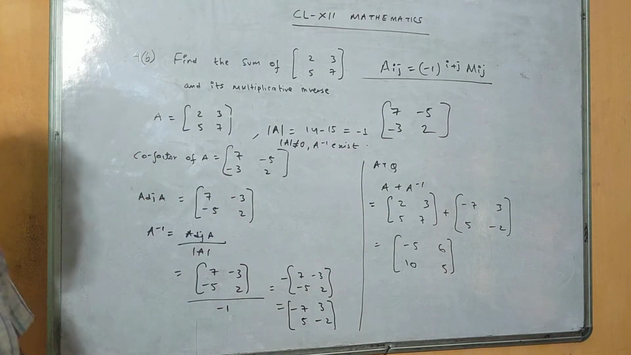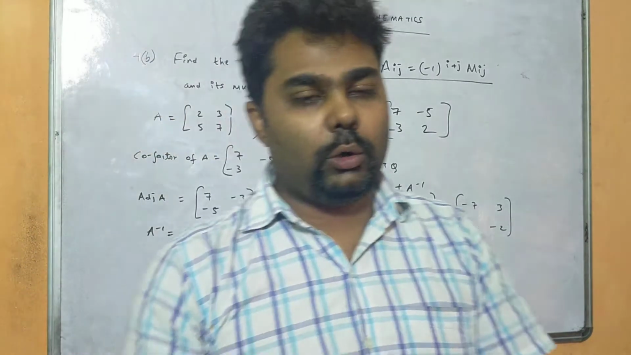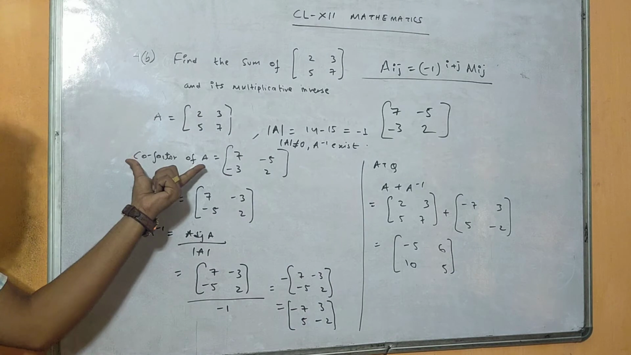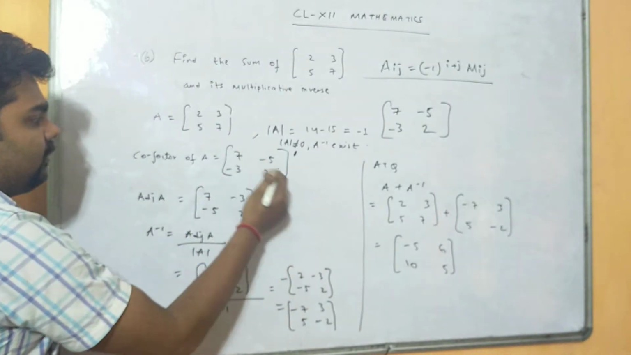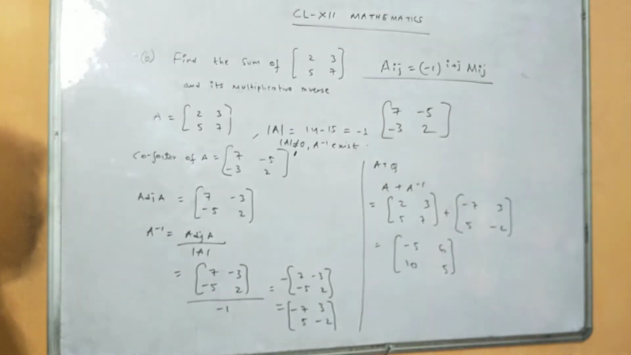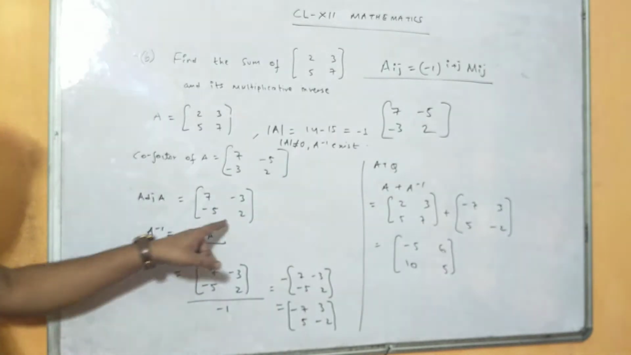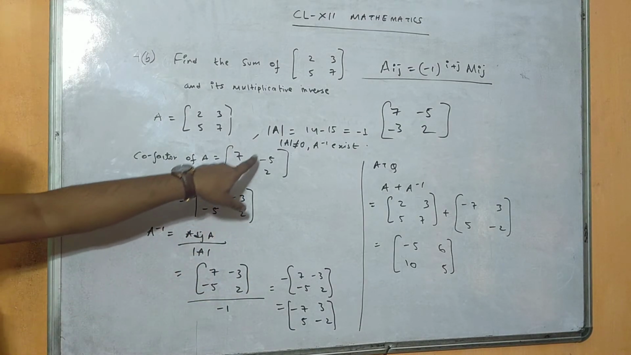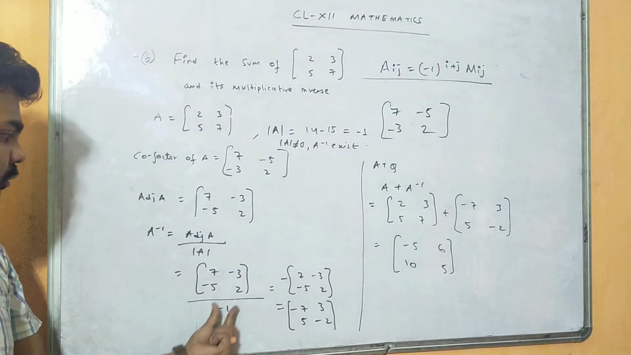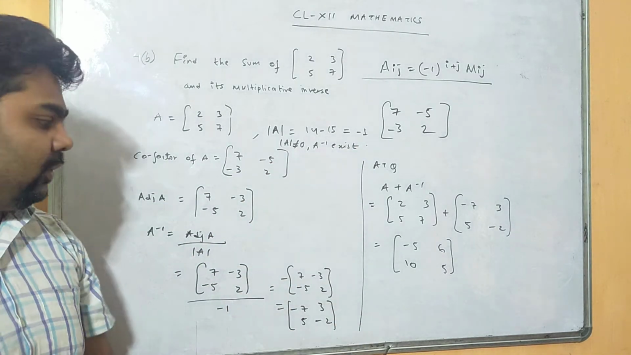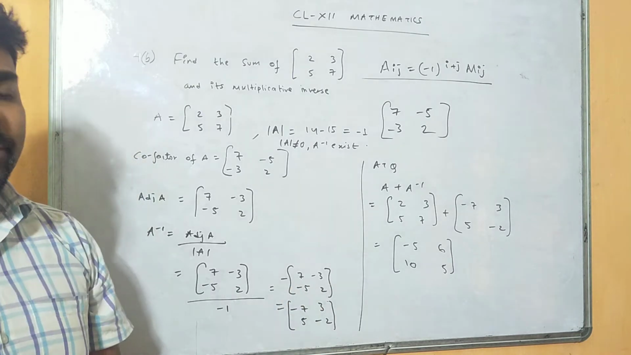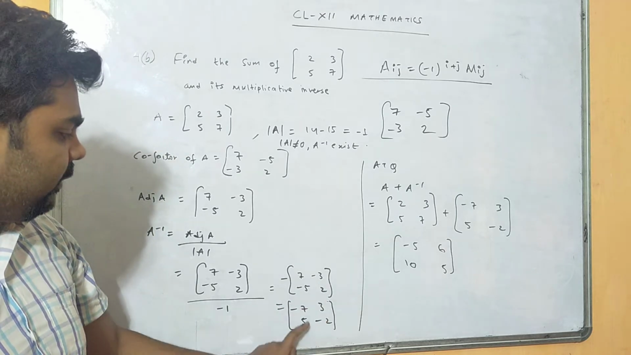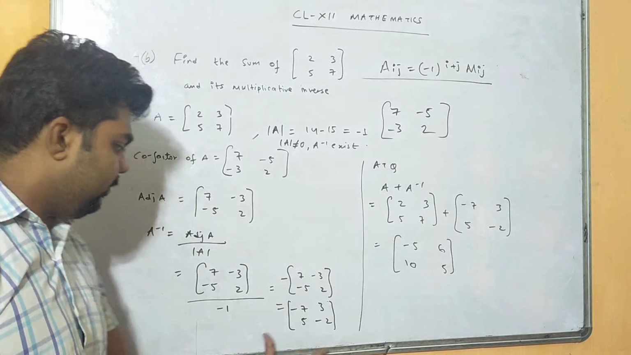So this is the cofactor of A, and to find the adjoint of A, we will find the transpose of the cofactor. When you transpose this, the diagonal elements will remain the same and the other elements will get interchanged. So A inverse equals adjoint A by det A. Adjoint A is this one, and det A we got as negative 1, so we will divide this by minus 1. Minus 1 comes out, and multiplying within the bracket, each and every element gets multiplied by minus 1. So plus 7 will become minus 7, and minus 3 will become plus 3. Similarly 5 and minus 2. Now you see, this is the A inverse.